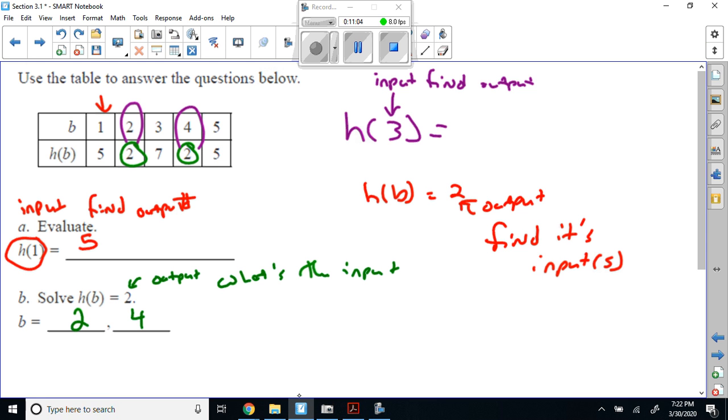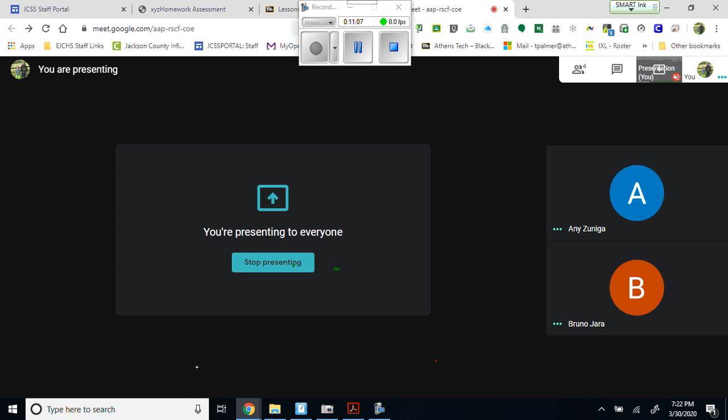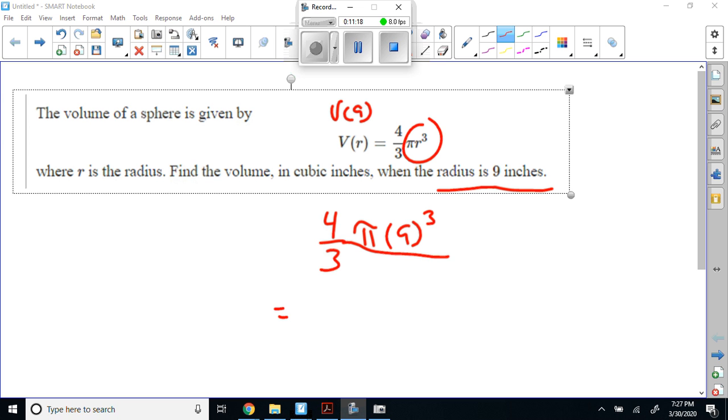So let me go here and make sure. We should have somebody else joined us. I haven't got there yet. 4 times pi times 9 cubed divided by 3, and I got this with mine. There you go. Yeah, but you also got to multiply by pi and then that by 4 and divide by 3. So you also have to do that.